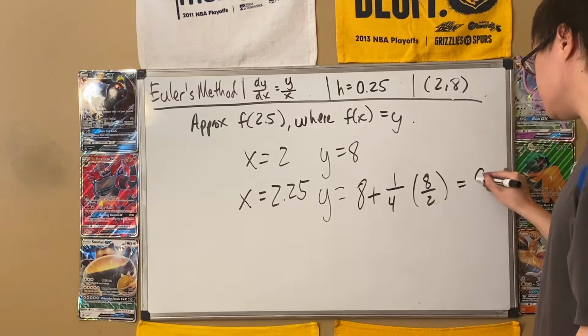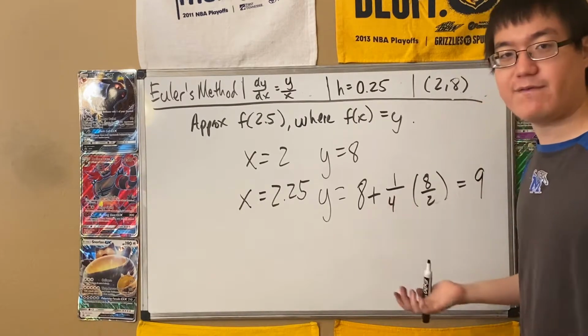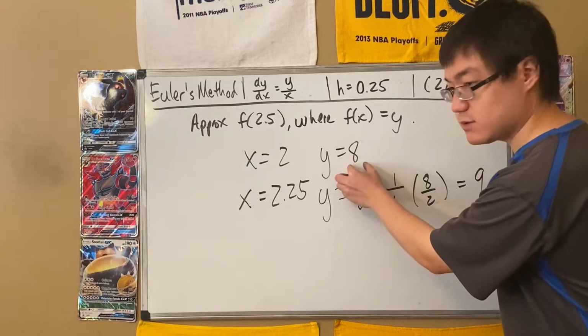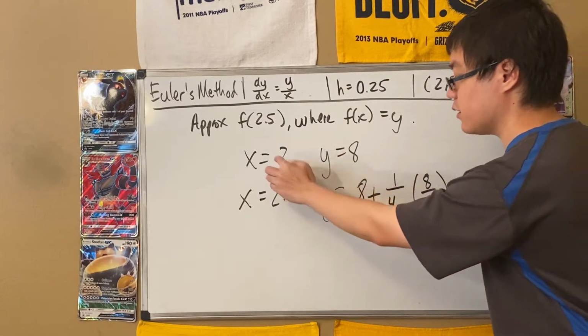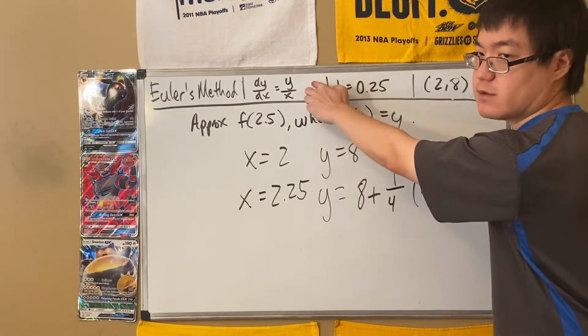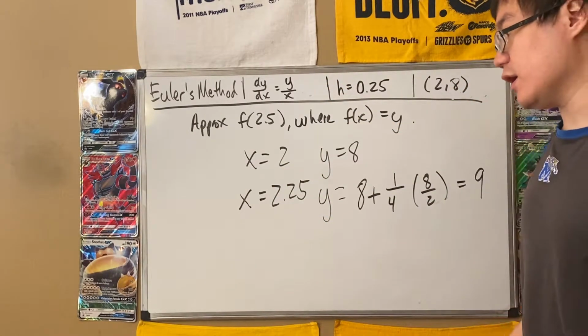So this is going to be 1 plus 8, which is 9. But again, how did I find all these numbers? It's the previous y plus the step size, 0.25. And then you plug in the previous x, the previous y into your differential equation. So let's do this again.